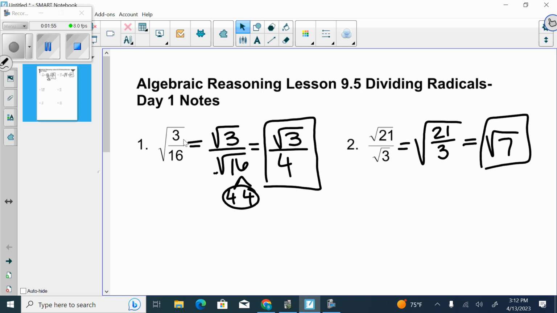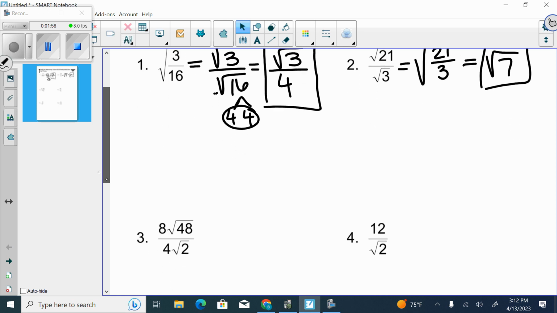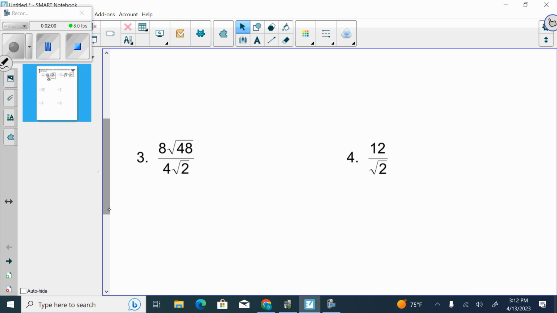Okay, let's look at number 3. All right, so on number 3, we've got 8 square root of 48 over 4 square root of 2. So if I'm going to simplify this, then I'm probably going to go ahead and divide, right? I can divide the 8 and 4, but can I divide those? Is that going to give me anything the way it's currently written?